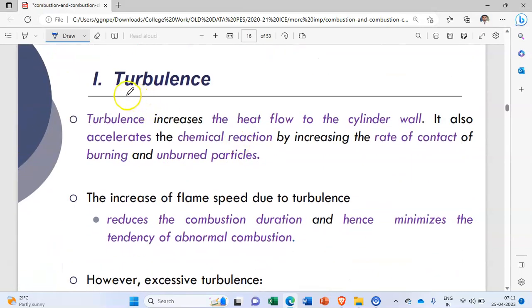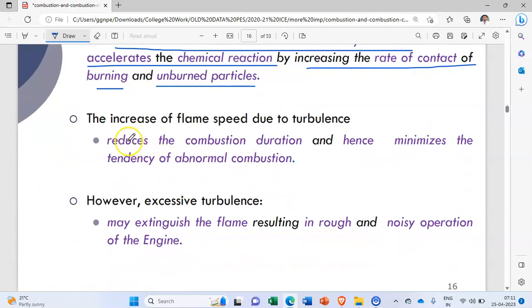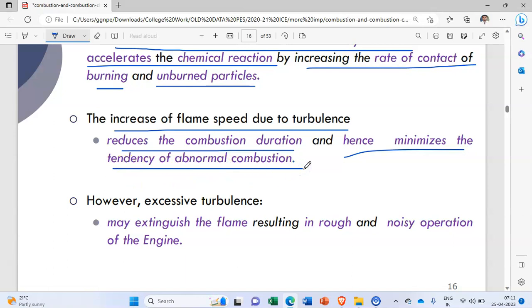Now again, turbulence increases the heat flow to the cylinder wall. It also accelerates the chemical reaction by increasing the rate of contact of burning and unburned particles. The increase of flame speed due to turbulence reduces the combustion duration and hence minimizes the tendency of abnormal combustion. So exactly what happens here? Due to the increase in flame speed due to turbulence, abnormal combustion may be avoided and hence we can avoid knocking.